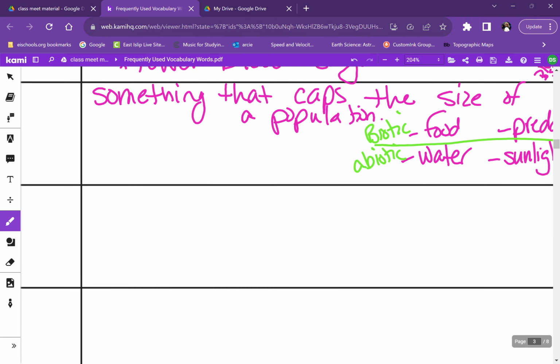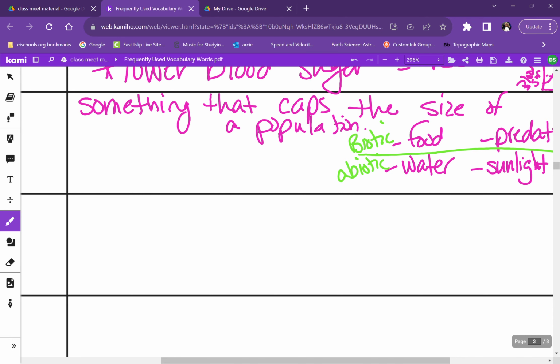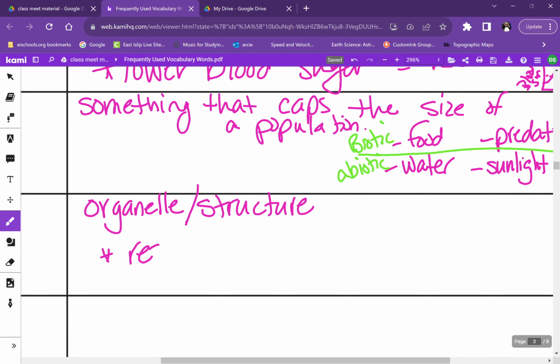Next one is the lysosome. Now you need to know that it is an organelle. It may also be written in the Regents exam question as a structure. Which cell structure performs this role? Well, the lysosome is responsible for digestion in a cell.